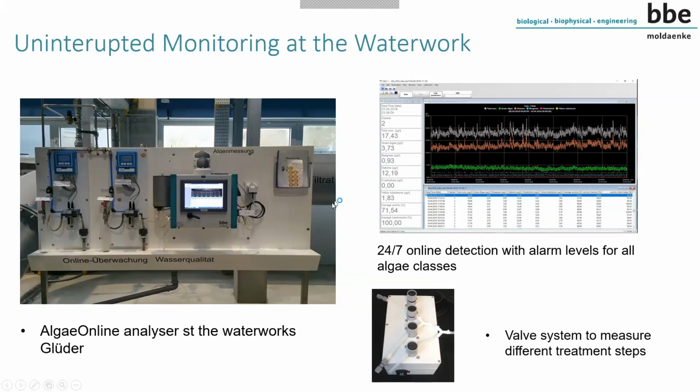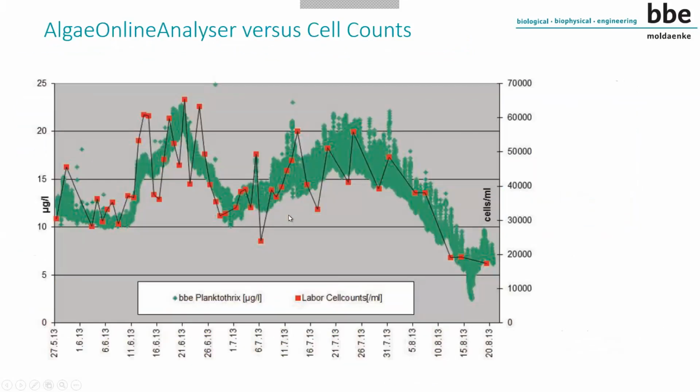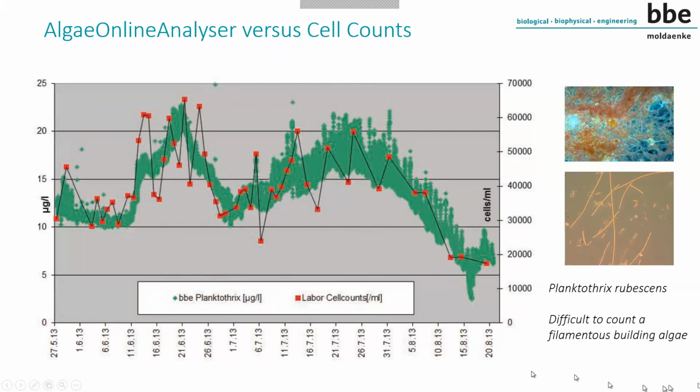They may measure, for example, raw water and ultrafiltrated water to see if the filters are running well, or if something happens. If you see the algae online versus cell counts, you see here the BBE Planktothrix rubescens measurement over time, and they also make a laboratory test, and you see there's a good correspondence. But you also see there's a big problem: it's difficult to count this filamentous algae, yeah?